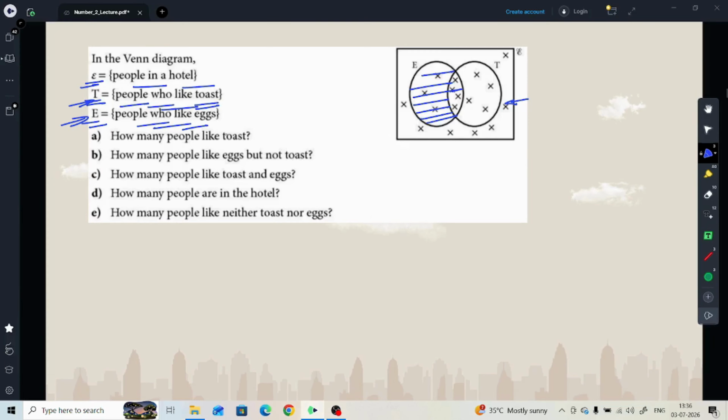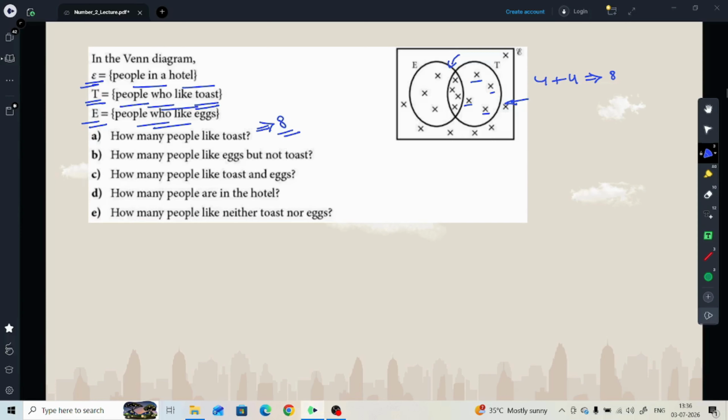Okay. So the first question they're asking is, how many people like toast? That's the first question. So we can count the things up very easily. In the common part, we are having 1, 2, 3, 4. So 4. And here we are having 1, 2, 3, 4. So 4. So in total, it is the answer.